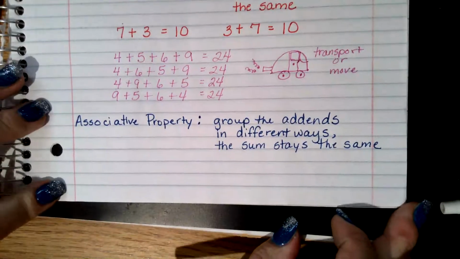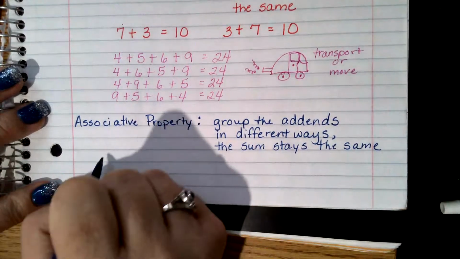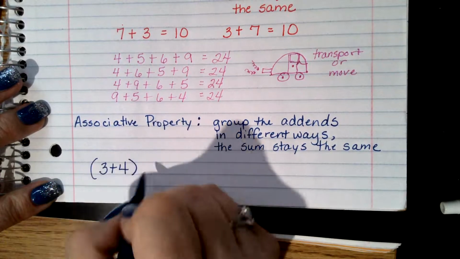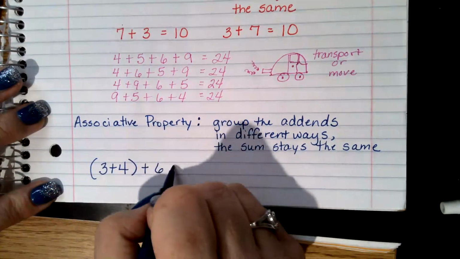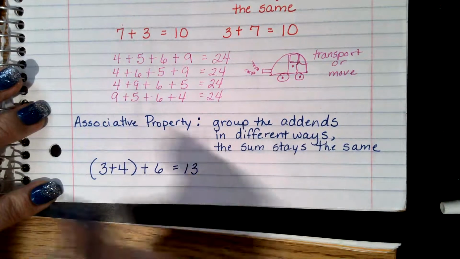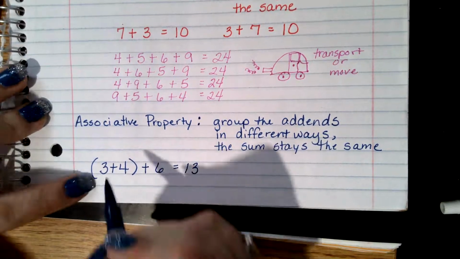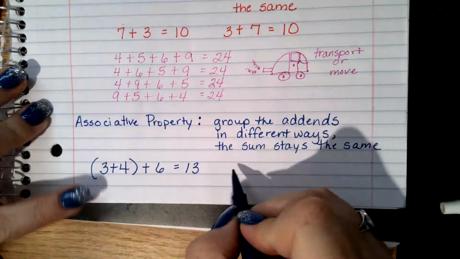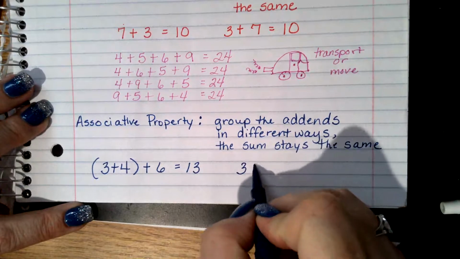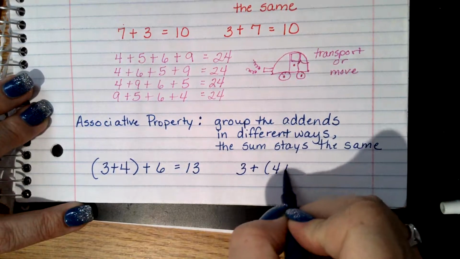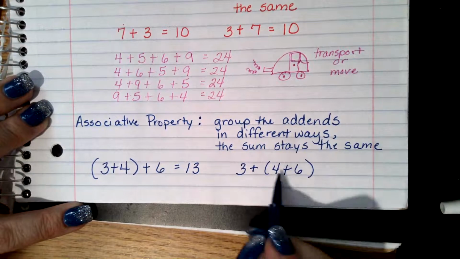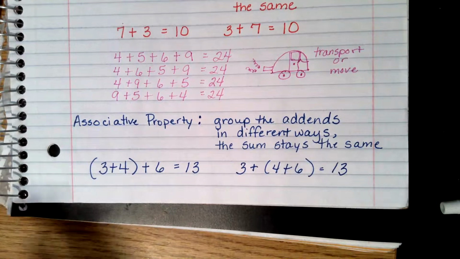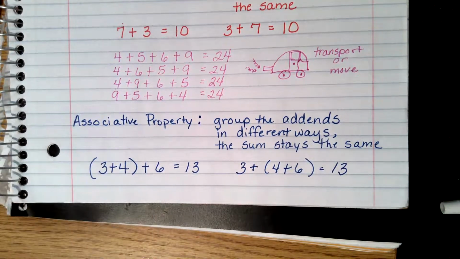All right, so an example of this would be 3 plus 4 plus 6 equals 13. Well, right here, the 3 and 4 are hanging out, but guess what? Let's say the 3 no longer wants to be friends with the 4, and the 4 and the 6 want to hang out. Well, 6 plus 4 is 10 plus 3 equals 13. So it doesn't matter who they're hanging out with, the sum is going to stay the same.